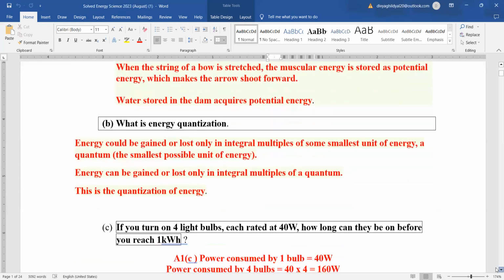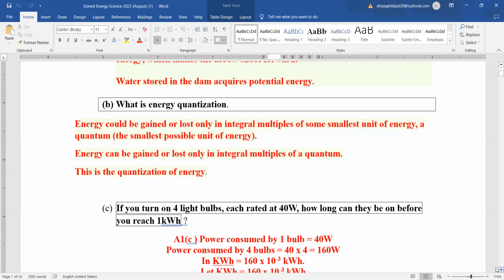Energy quantization means that energy can be gained or lost in integral multiples of a quantum. That means E is proportional to n square, or n square h square formula, where energy is gained or lost in integral multiples. That means it is quantized.